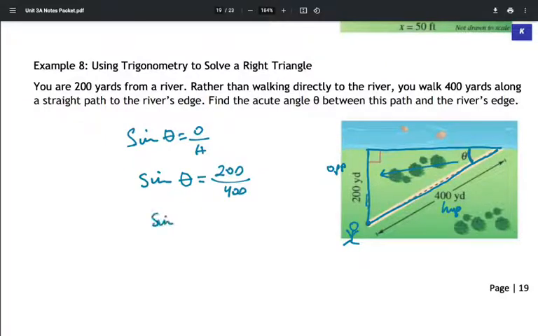Well, I'm going to simplify that to be 1/2. This actually happens to be one of the angles on our unit circle. So if you think about a triangle where the angle right here has an opposite side that's 1 and a hypotenuse is 2, that would mean this side ends up being square root of 3. This is one of those 30-degree angles. So theta equals 30 degrees.